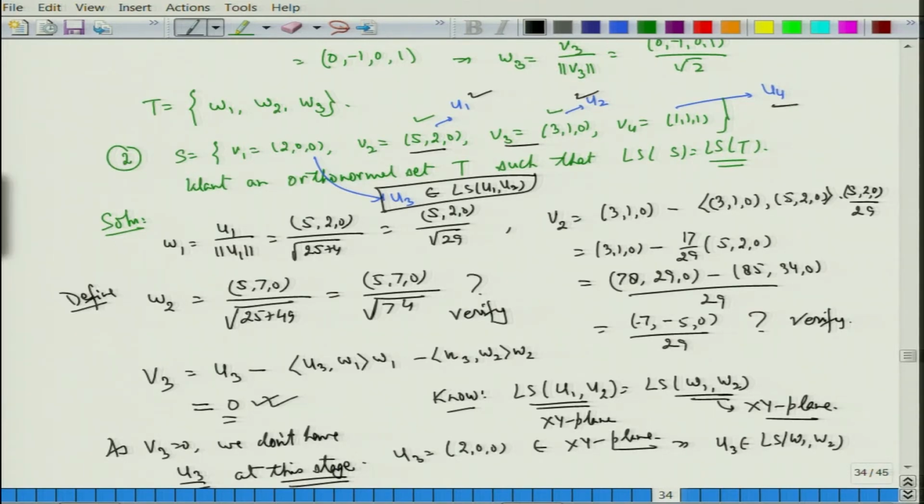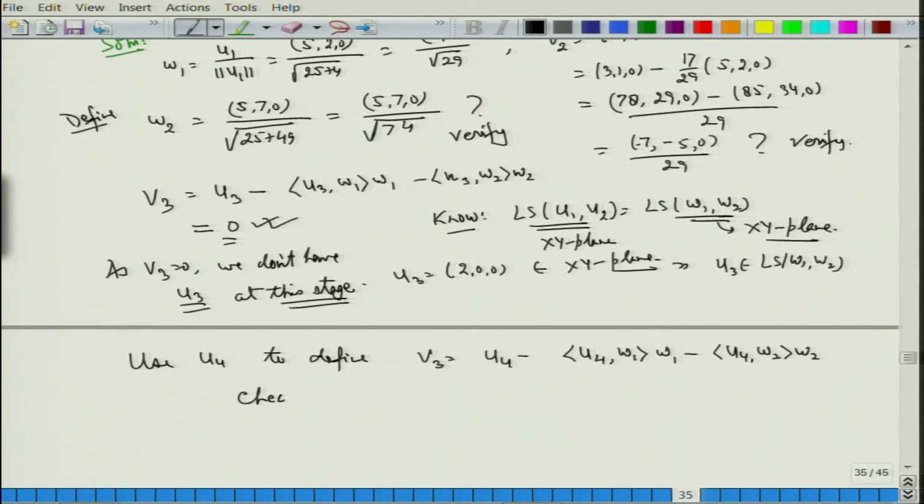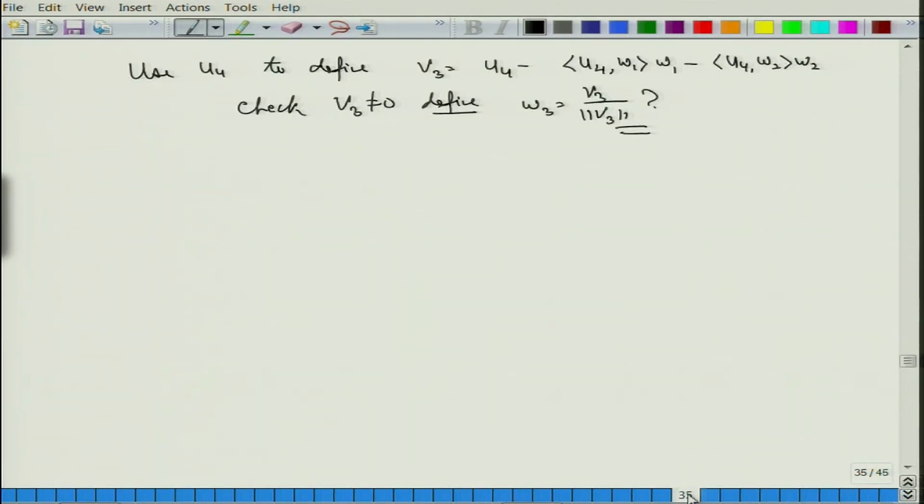Fine. Now you can use your U4 to define V3 as U4 minus (U4 dot W1) W1 minus (U4 dot W2) W2. Check that V3 is not 0, and define your W3 as V3 upon the norm of V3. I leave it for you to do all these calculations yourself. You can do things on your own, you are good at it, so no problem. Please complete it yourself.